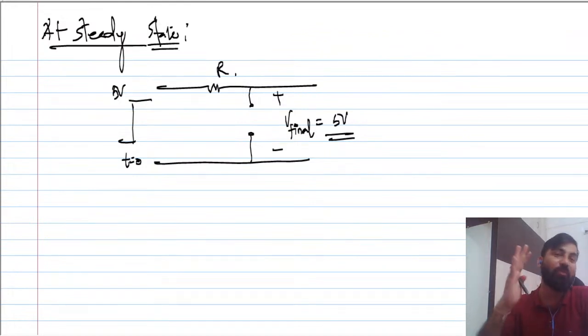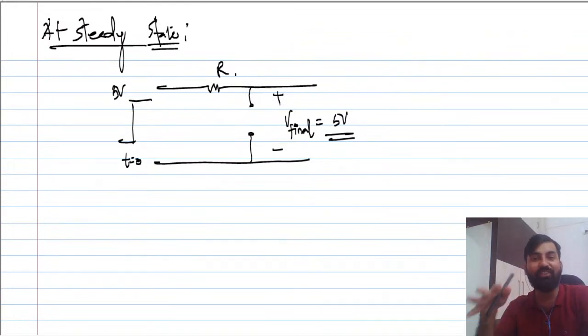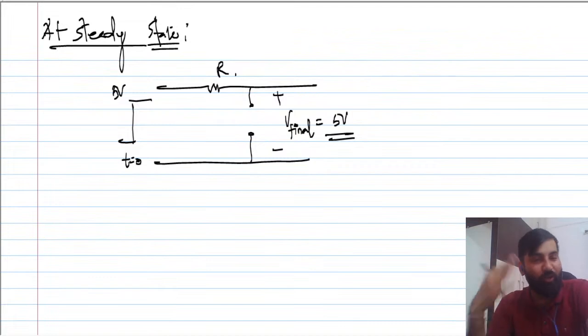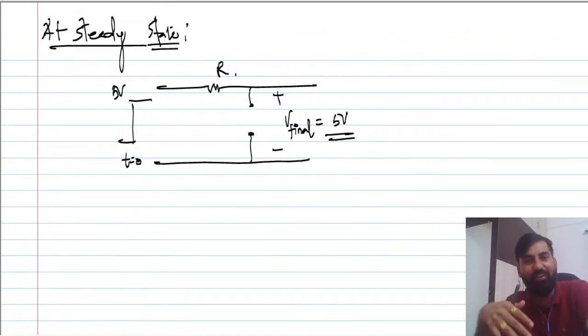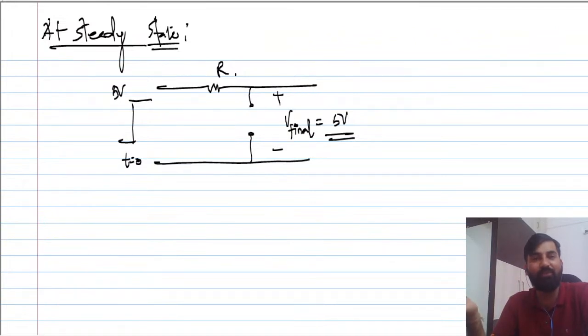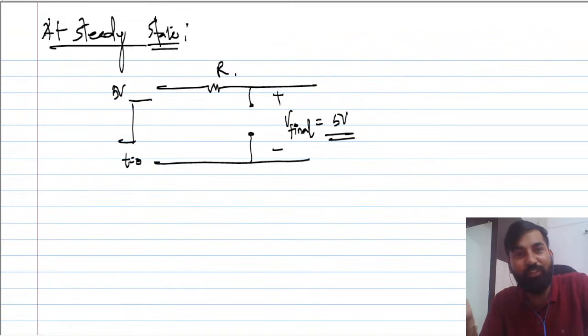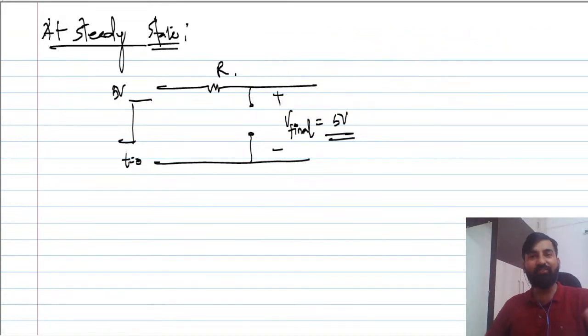And why are we opening this capacitor? Because the steady state voltage will be constant and C dVc by dt will be 0, right? The current through the capacitor will be 0 at final. Why is current flowing through the capacitor? You have to understand, because we want the capacitor to charge. And the rate at which the capacitor is charging is basically dVc by dt. So, the initial rate and the final rate.